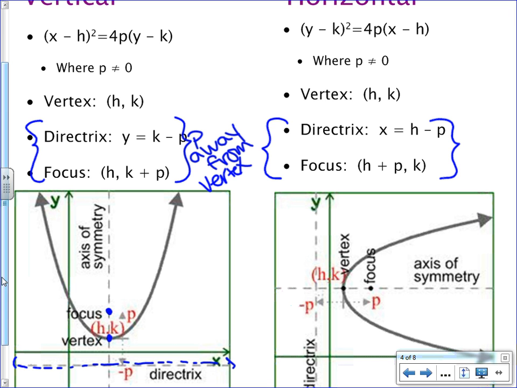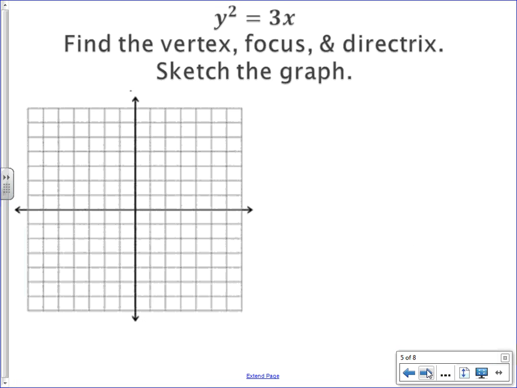We're going to go through a very bland, basic example first, and then we'll get into ones where we'll actually have to complete the square and do a little bit more work. All right, so our first example is y squared equals 3x. Is this in standard form?